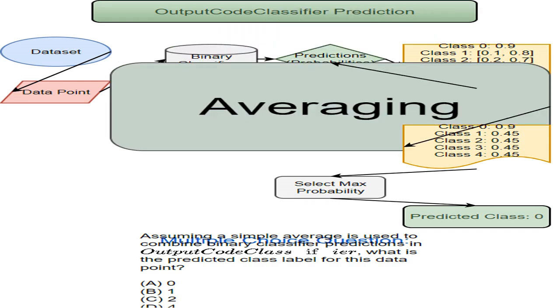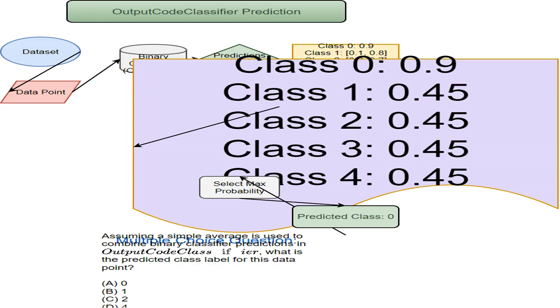This step involves calculating the average probability for each class by summing the probabilities from the two binary classifiers and dividing by 2. This is a crucial step in solving the problem because it tells us the most likely class. Here are the results after calculating the average probabilities for each class. For example, the average for class 1 is (0.1 + 0.8) / 2 = 0.45. This represents the combined confidence of both classifiers for each class.